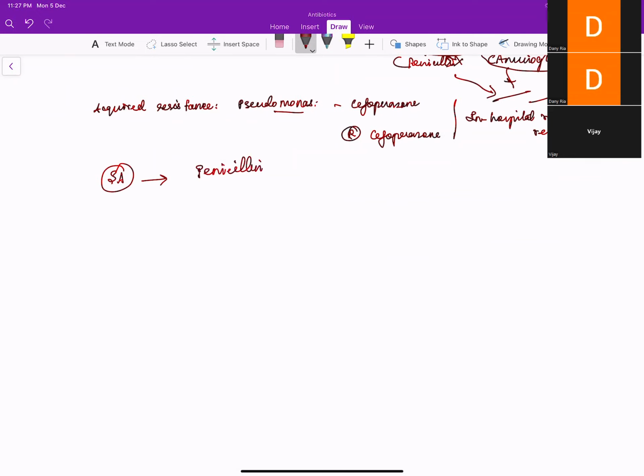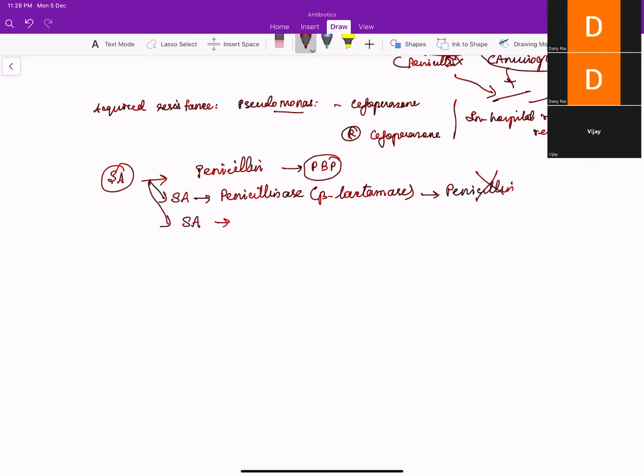Penicillin was the first antibiotic discovered. You know very well that penicillin binds to penicillin binding protein in the bacteria and inhibits cell wall synthesis. This is how it acted. Later, what happened is Staphylococcus became more intelligent and it started producing penicillinase enzyme. Penicillin is a beta lactam, so penicillinase is also called beta lactamase. So beta lactamase started destroying penicillin, and penicillin started having no action. So humans became intelligent and they started to produce penicillinase resistant penicillin.